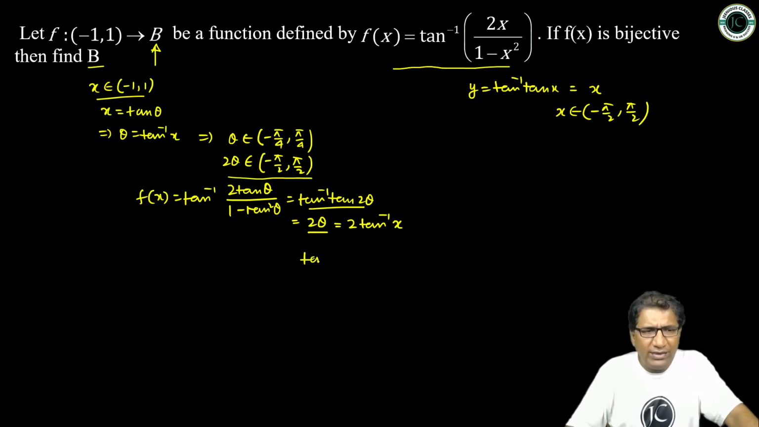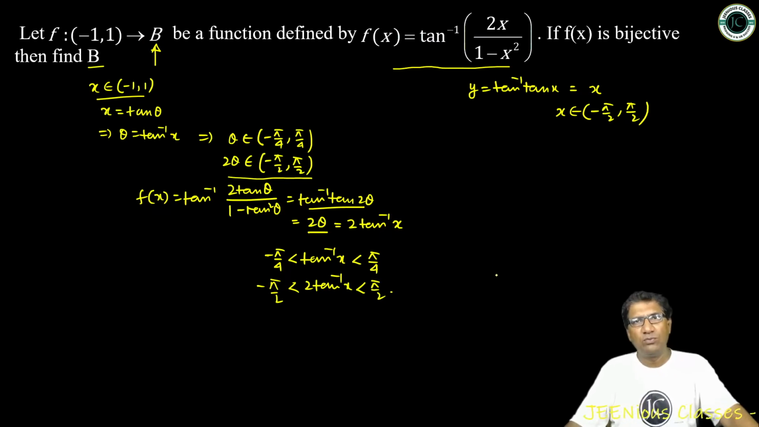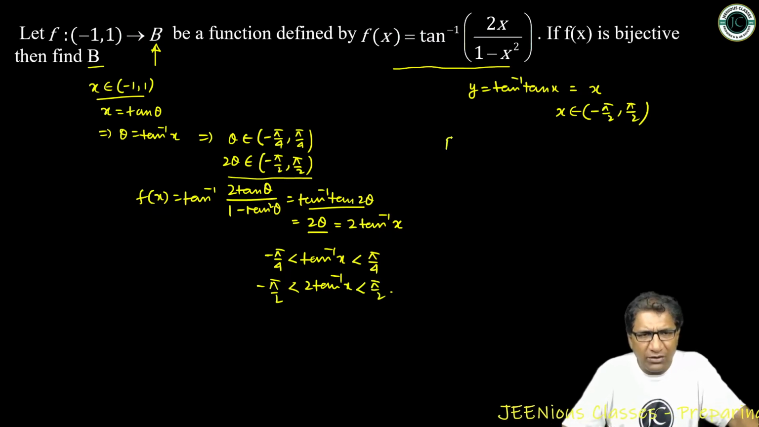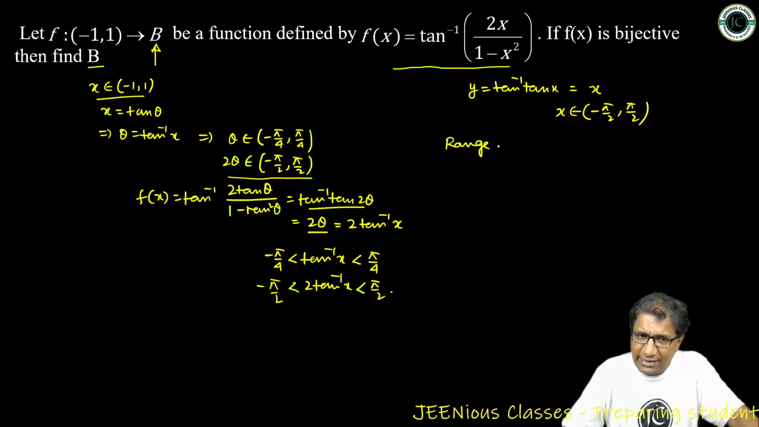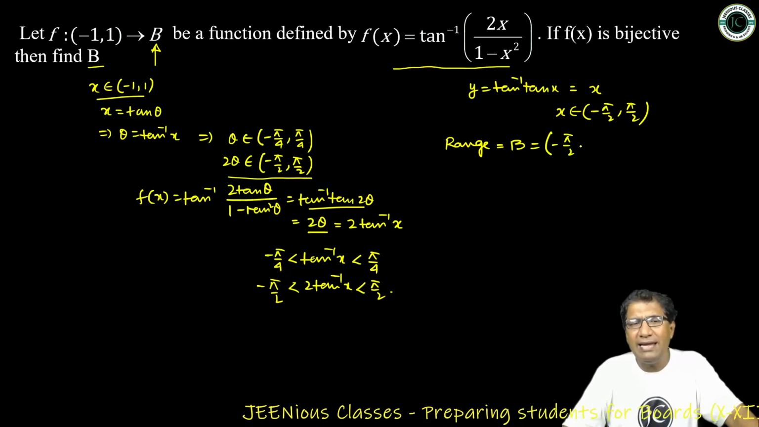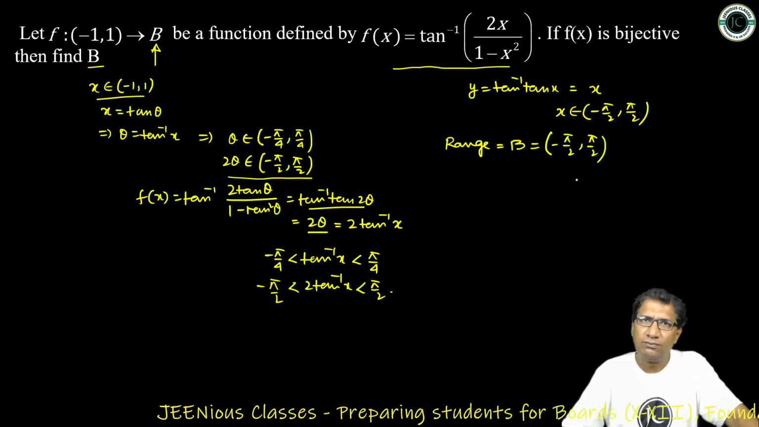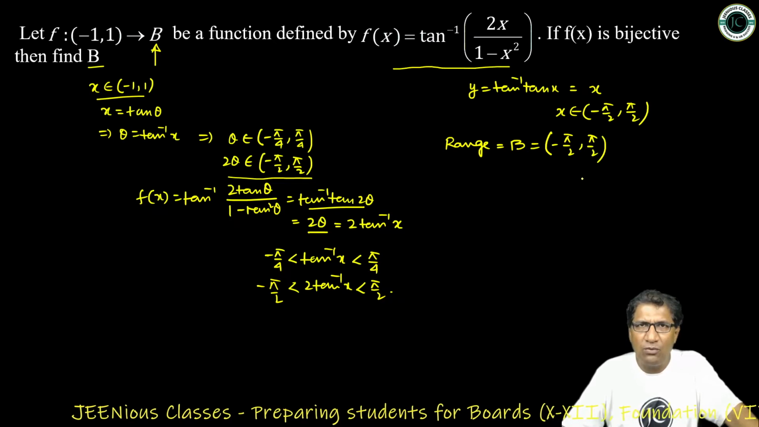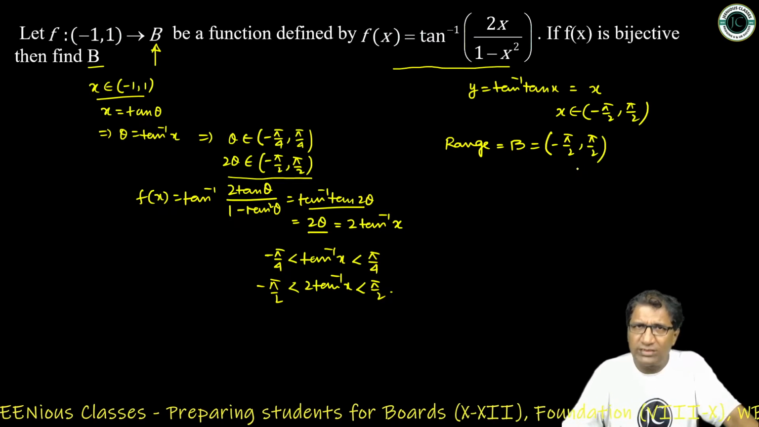Now we all know that tan inverse of x in the given domain lies between -pi/4 and pi/4. So 2 tan inverse x will lie between -pi/2 and pi/2. Is it clear to all of you? Therefore, the range, which in this question is the set B, is nothing but -pi/2 to pi/2. Is it clear to all of you? Absolutely. Now let us move to the next problem.